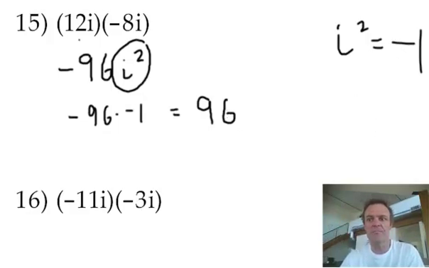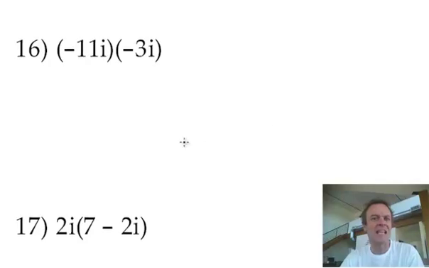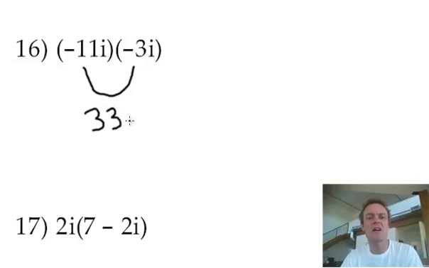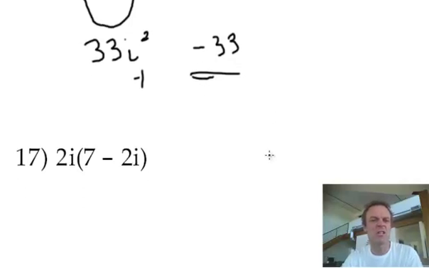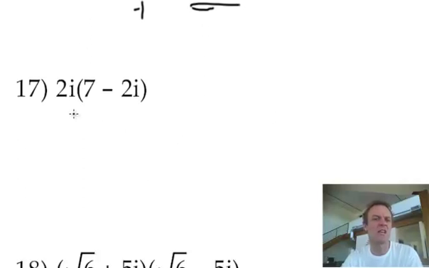So look at this next one. -11 times... okay, I can see two negatives here, which means it's going to be positive. No, it's not. It's going to change back because I can see an i squared. So if I write it as it is, -11 times -3 is positive 33. i times i is i squared. But the i squared is -1, so it's going to be -33. 33 times -1.